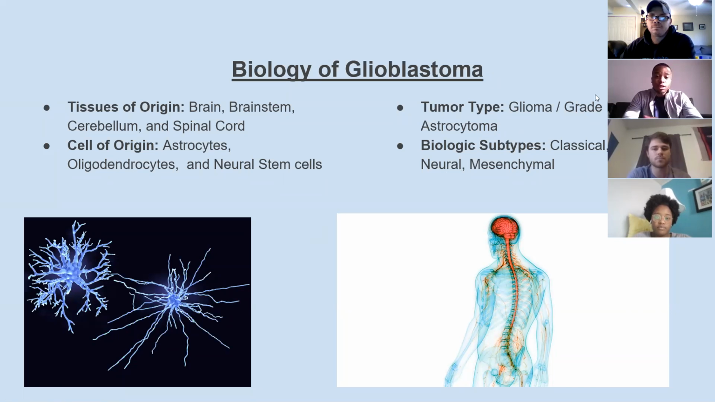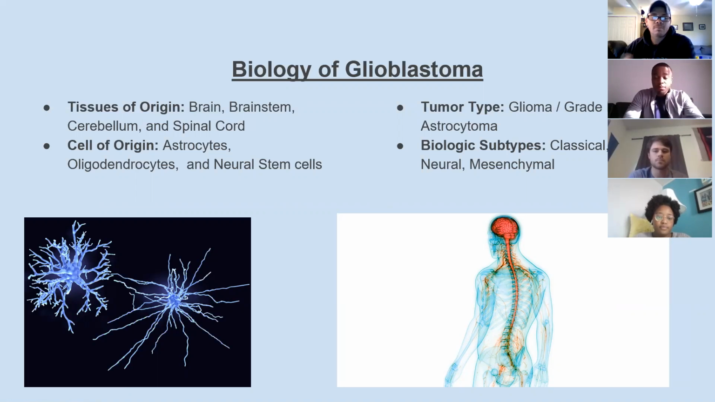It originates in tissues of the central nervous system, so the brain, the brainstem, the cerebellum, and the spinal cord. And the cells of origin are the astrocytes and oligodendrocytes. The oligodendrocytes really just deal with making myelin and providing your myelin sheath. And your astrocytes protect the cells in your brain. They produce antioxidants and things like that to help you out. And it also affects neural stem cells.